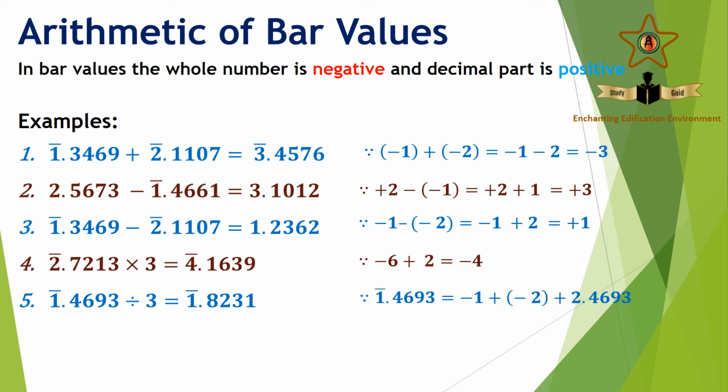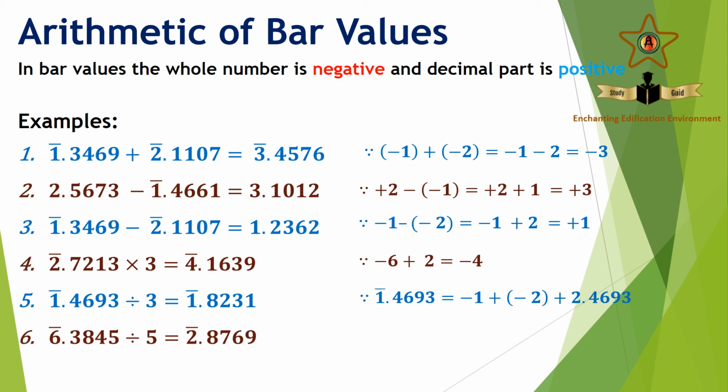So now we have bar 1 plus bar 2, that is minus 1 plus minus 2. To balance it off, we have to add a plus 2. So it becomes bar 3 plus 2.4693. Bar 3 divided by 3 is bar 1. 24 divided by 3 is 8. 6 divided by 3 is 2. 9 divided by 3 is 3. 3 divided by 3 is 1. So our answer is bar 1.8231.